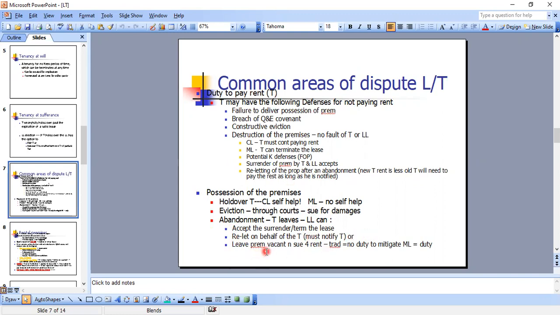Or you can leave the premises vacant. He can leave the premises vacant and sue for rent. Traditionally, there's no duty to mitigate, but modernly, they do want the landlord to mitigate damages. Look for a new tenant, okay?